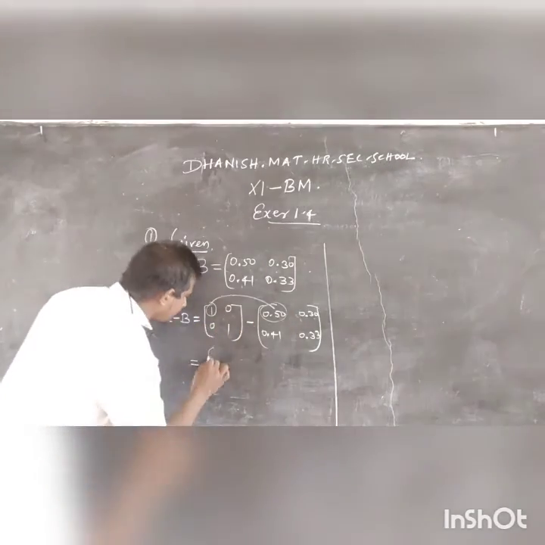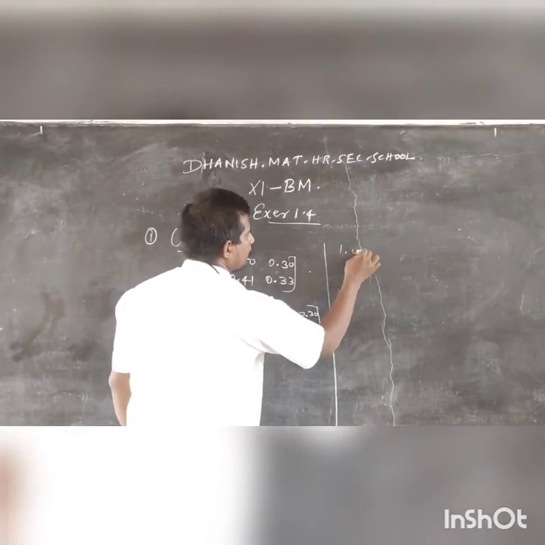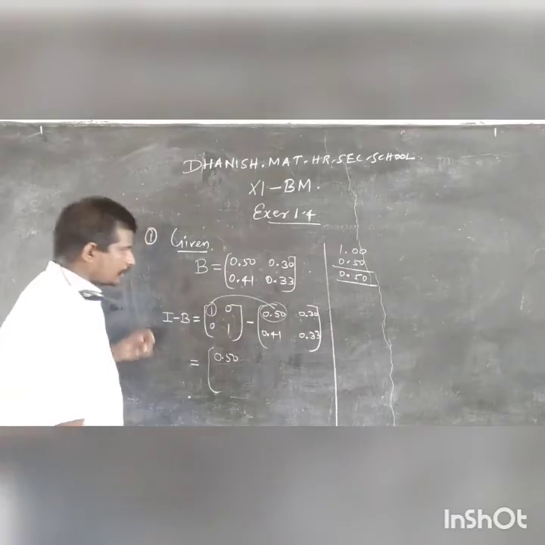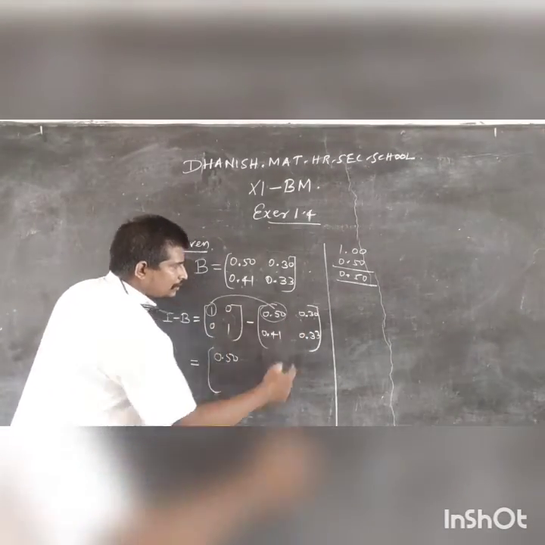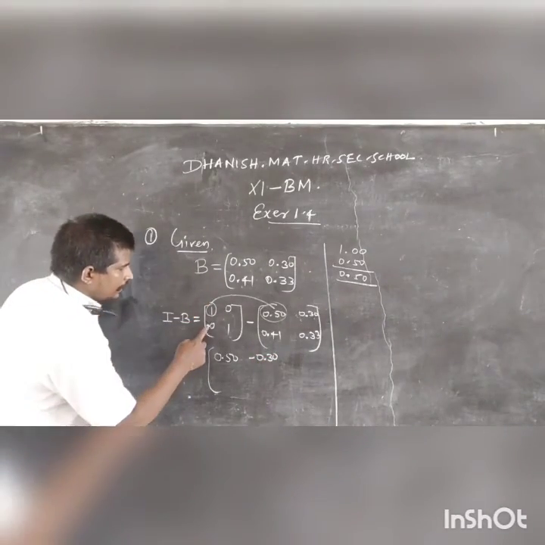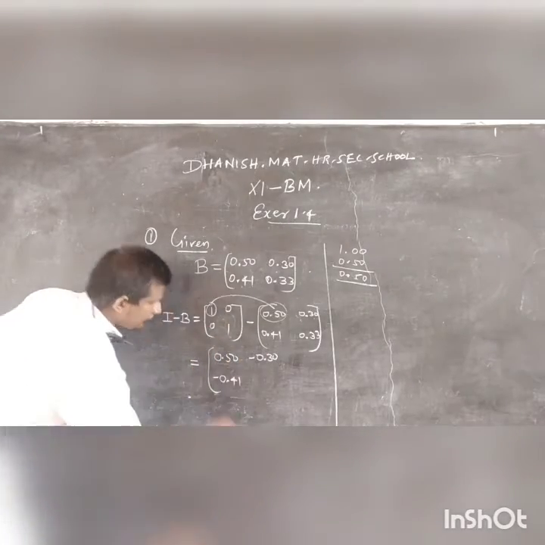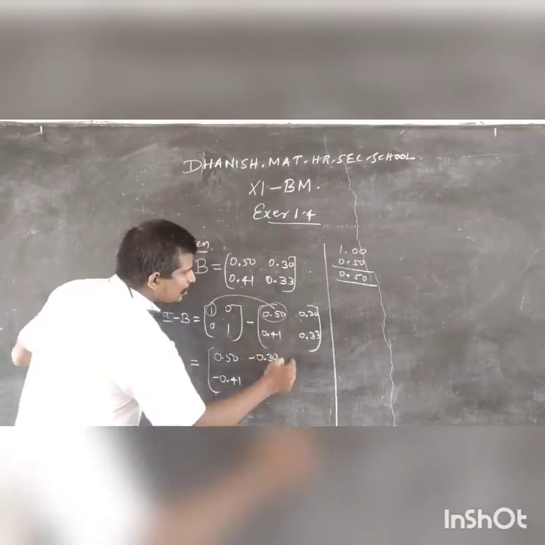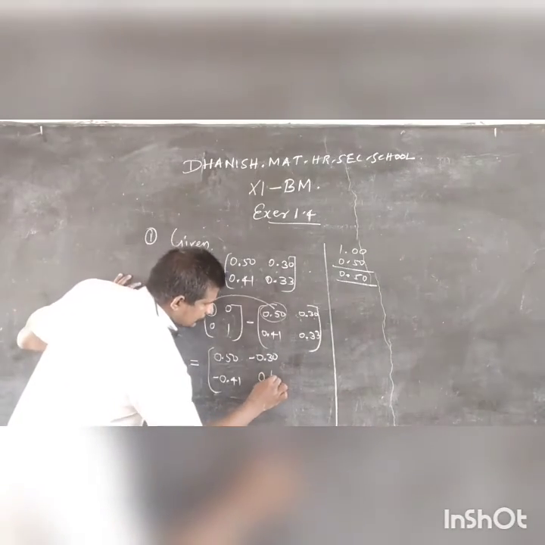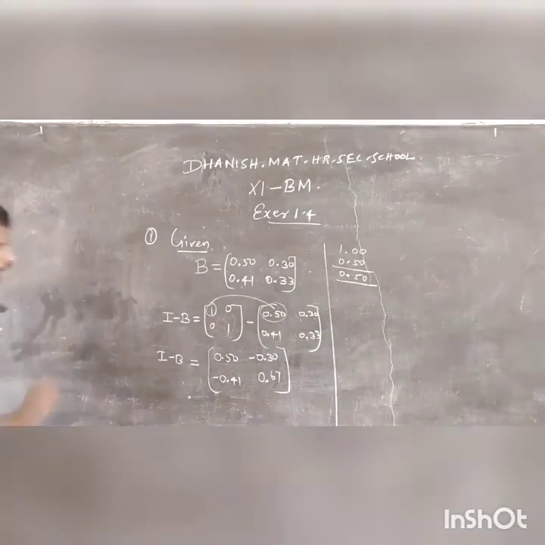1 minus 0.50 is 0.50. Then 0 minus 0.30 is minus 0.30. Then 0 minus 0.41 is minus 0.41. Then 1 minus 0.33 is 0.67. We got our I minus B.